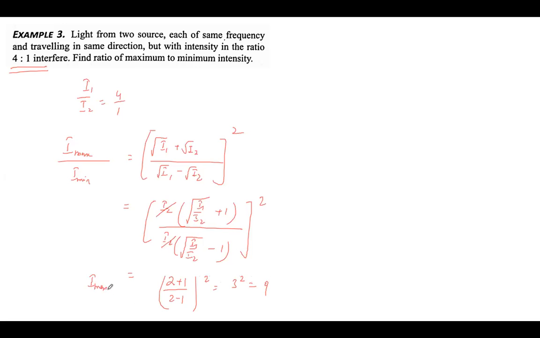ठीक है. सो I मैक्सिमम बाय I मिनिमम इज 9 बाय 1, that is 9:1. क्लियर है बच्चों? Yes, sir.